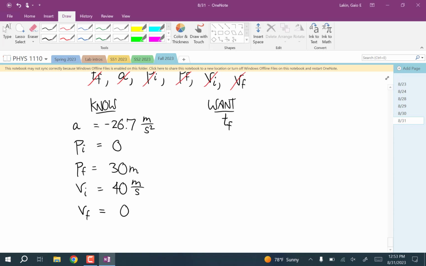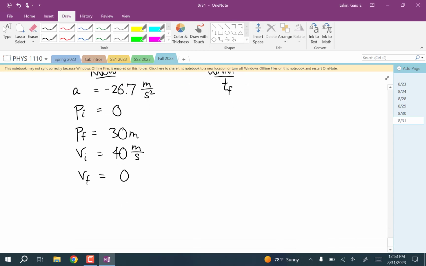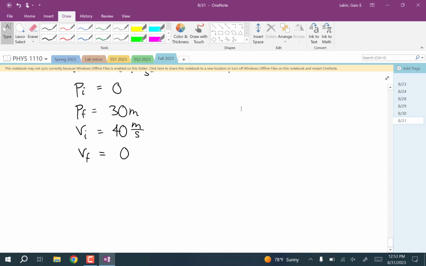All right, is there an equation that works, that has time final in it and everything else in it is known? There's actually two equations that work here. This one works: V final is equal to V initial plus A TF. And this one works: P final is equal to P initial plus V initial time final plus 1/2 A time final squared.